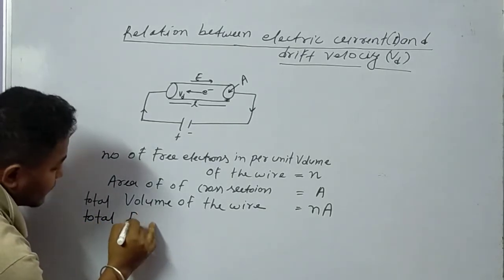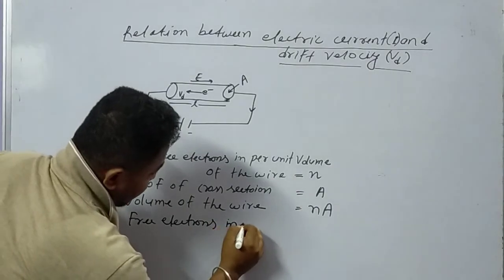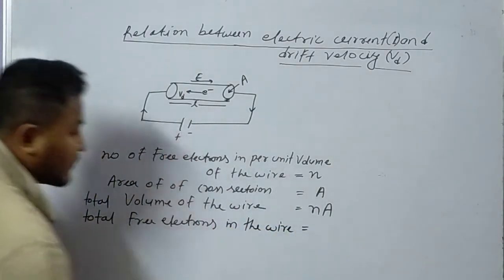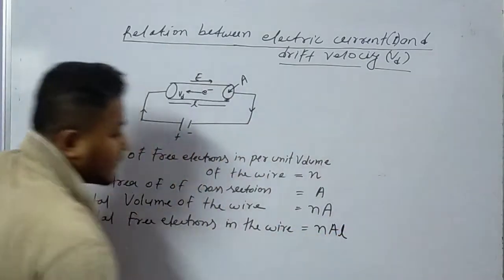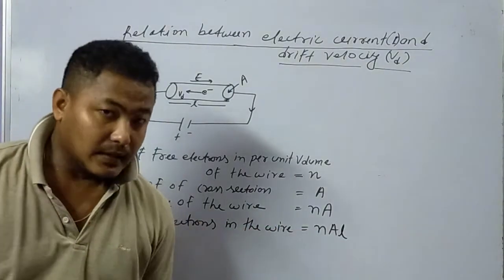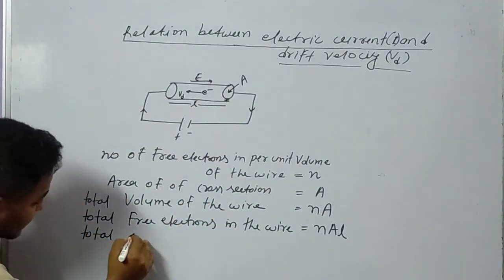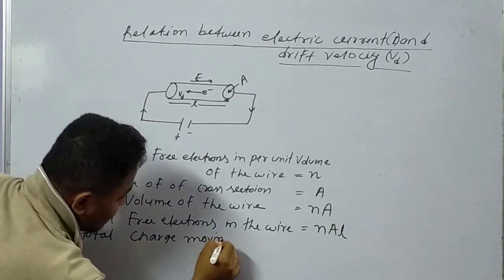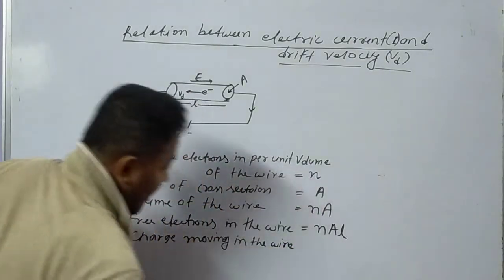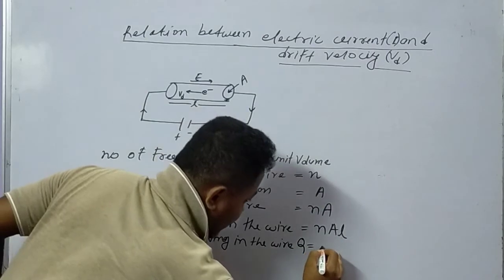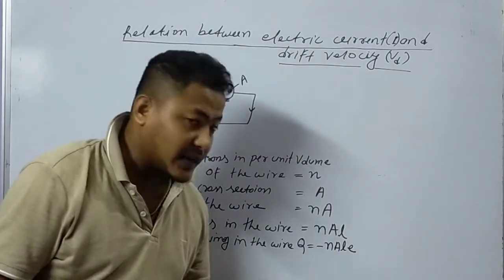Now if I write total free electrons in the wire, total free electrons in the wire will be how much? You can write nAL. This is the volume, and the total length is also multiplied here, nAL. So total free electrons in the wire will be nAL. Now one more thing we should find out, the total amount of charge. Total charge moving in the wire, which I'm expressing as Q, will be minus nALe. Why is it coming minus? Since we have considered electrons, and these electrons carry negative charge.